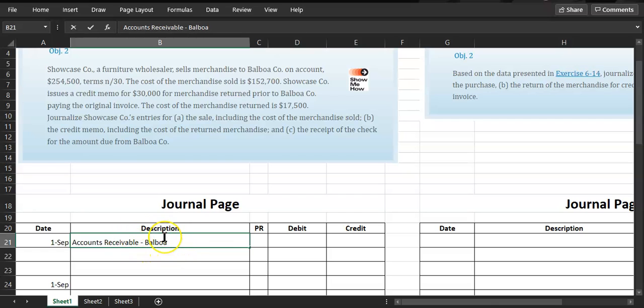This is a subsidiary account. We learned about subsidiary accounts in Chapter 5 that we skipped. I'll try to remember to make a brief video covering subsidiary accounts. It can all be done in less than 5 minutes. But anyway, accounts receivable from Balboa, and they owe us $254,500. And we're going to recognize the sales amount, the same amount.